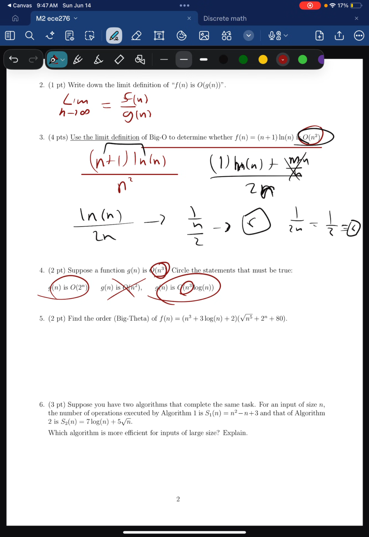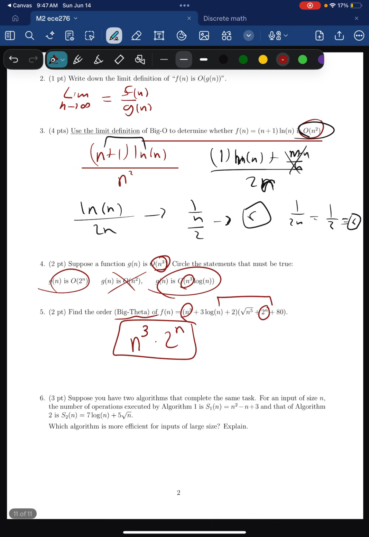To find the order of the big theta here, what you got to do is just get, so this is multiplying each other. So you have 2n and n cubed. You just put n cubed times 2n, and that's your order of the big O. I mean big theta this time.